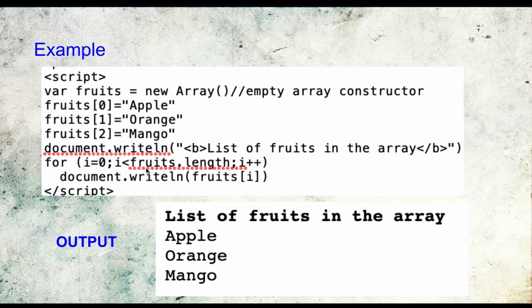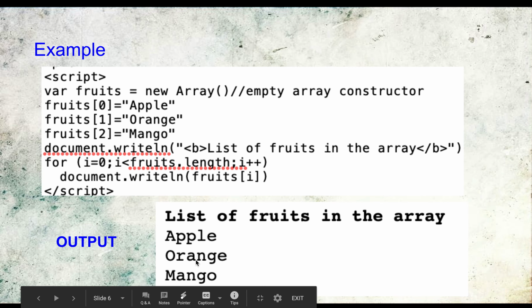And fruits here is the array object. Dot length is the property used to find the number of elements in the array. So the loop will be iterated until the length of the array, that is the fruits, and you can see the list of fruits in the array displayed in the output.